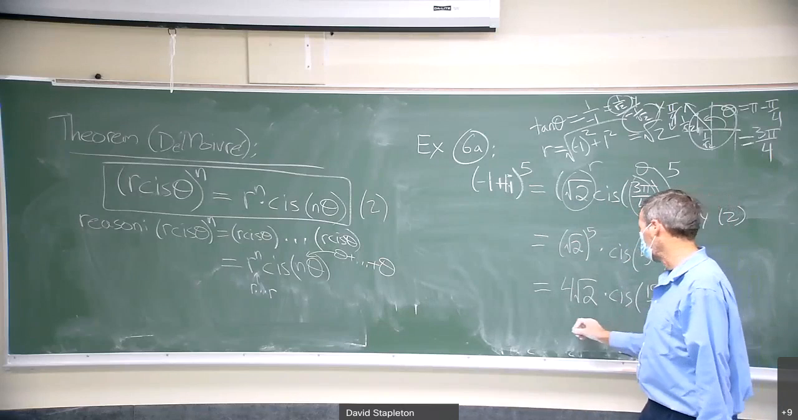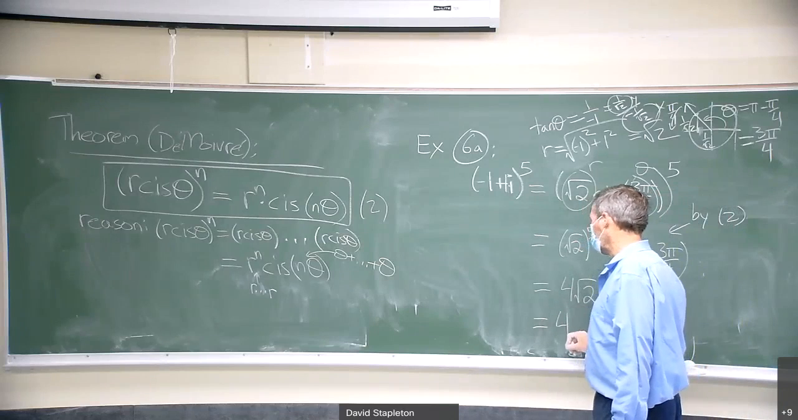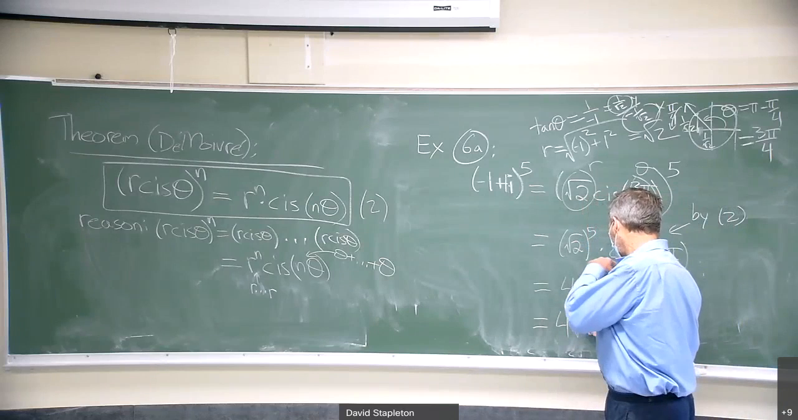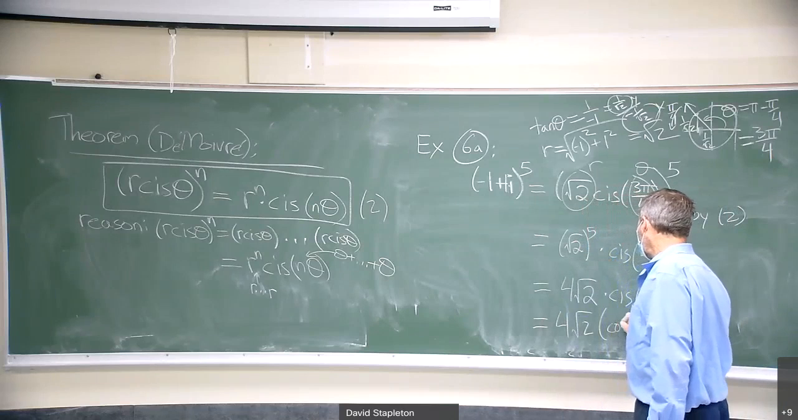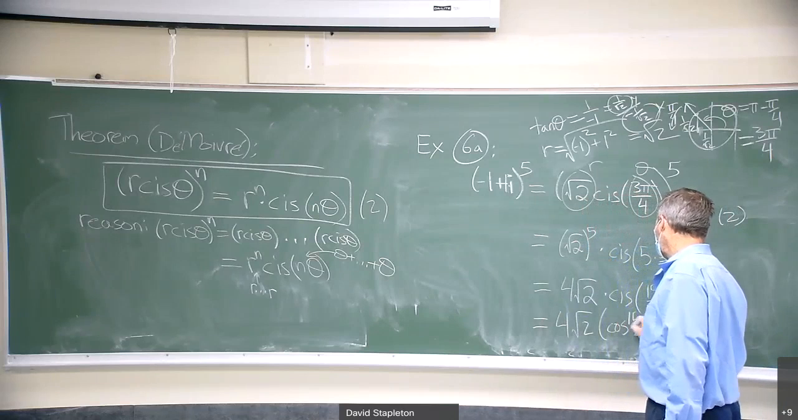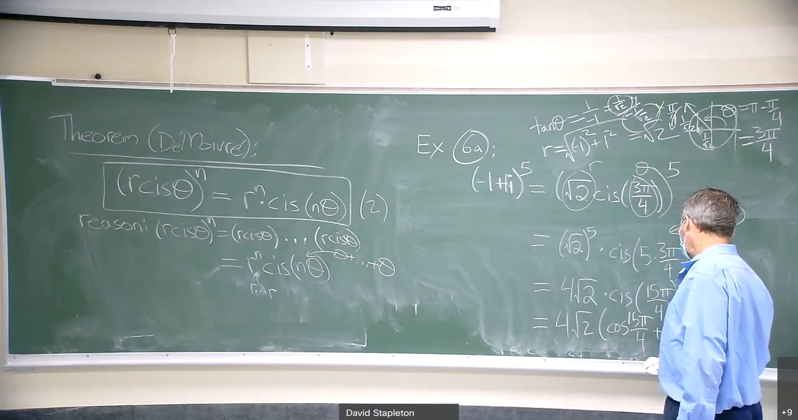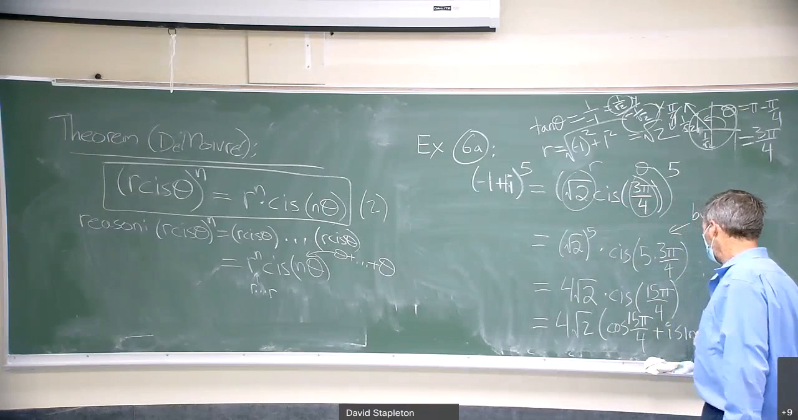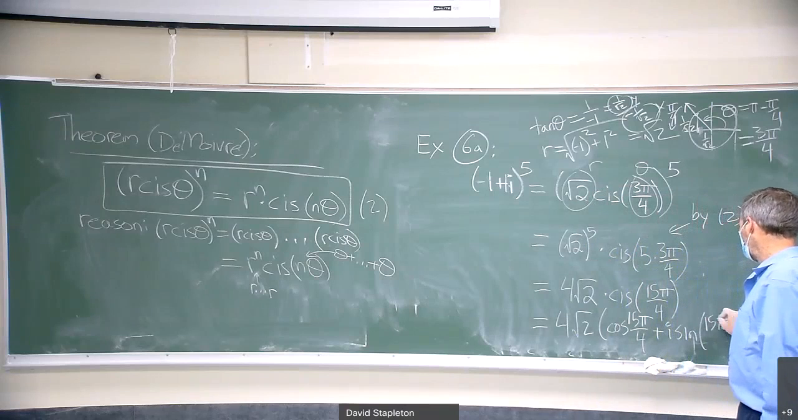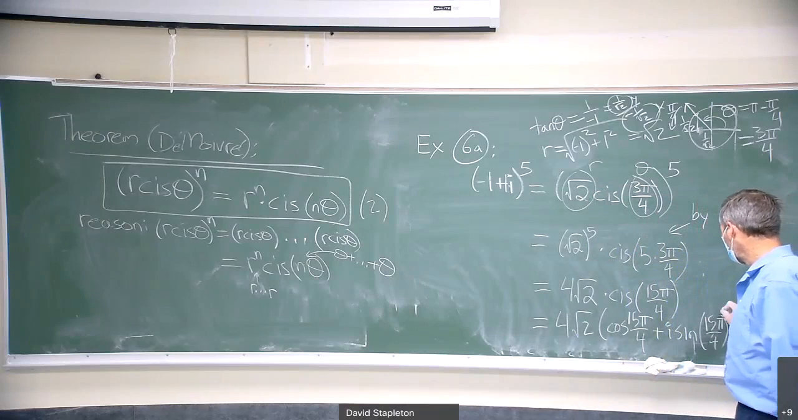Maybe I'll get rid of this short notation to figure out what the actual rectangular coordinates are. It's 4 square root 2 times cosine 15 pi over 4 plus i sine 15 pi over 4. I just have to figure out where that is.